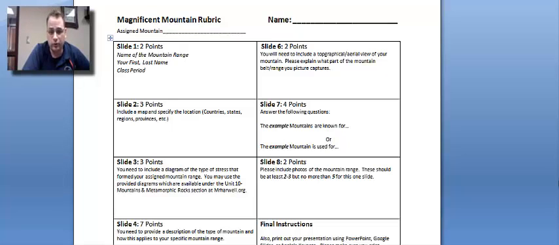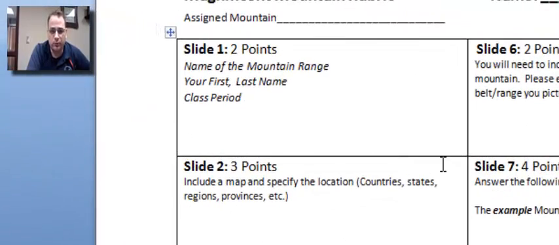I'm going to quickly review what is required of this project. So scrolling down here, you'll see slide number 1. You need to include the name of the mountain range, your first and last name for you and your partner, and the class period. Do that, boom, you got 2 points.